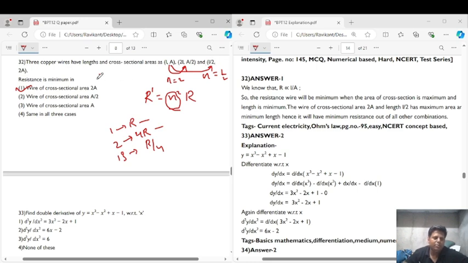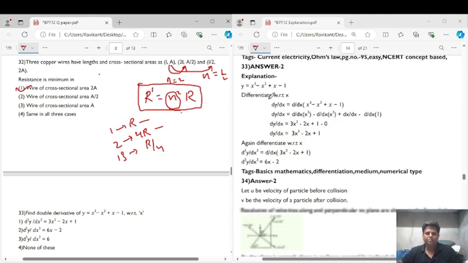So the resistance will be minimum, right? This formula is being used over here, where new resistance is equal to N square into R, where N is the factor by which the length of the wire is being changed. The length of the wire is being changed without changing the volume, right? That is for the case when the wire is being stretched. So the correct answer for question number 32 is option A, that is option 1.